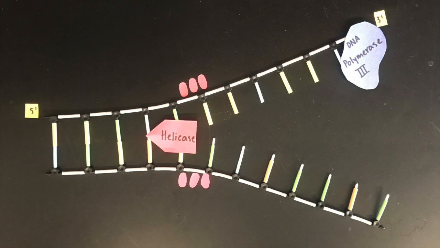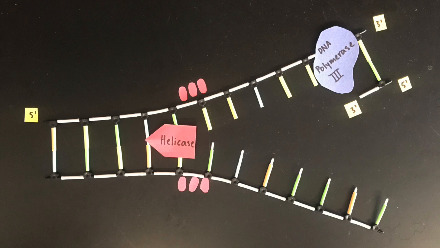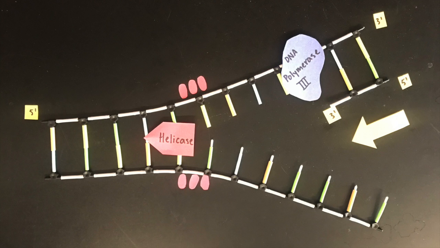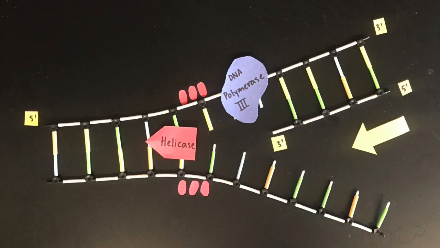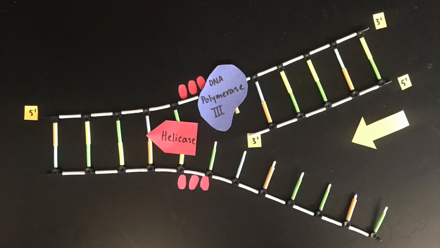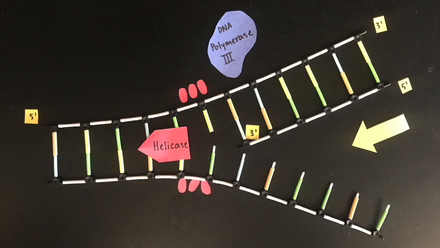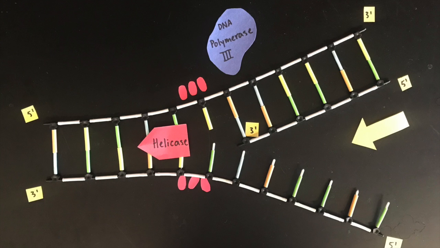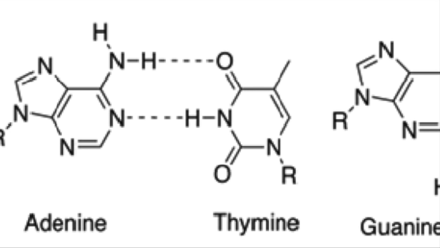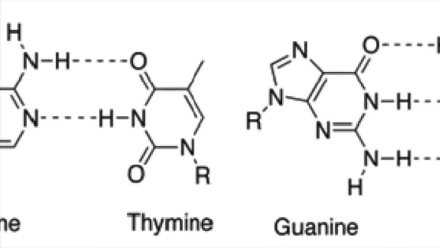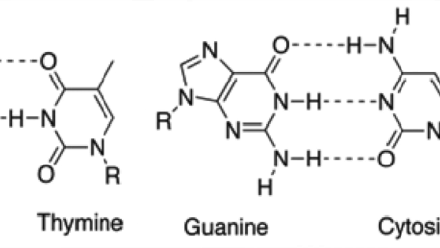Along one template strand, DNA polymerase III synthesizes a complementary strand continuously by elongating the new DNA in the 5' to 3' direction. DNA pol III moves towards the replication fork and pairs the nitrogenous bases. DNA pol III reads the template in the 3' to 5' direction, but it assembles the nucleotides in the 5' to 3' direction. Adenine is always paired with thymine, and cytosine is always paired with guanine.